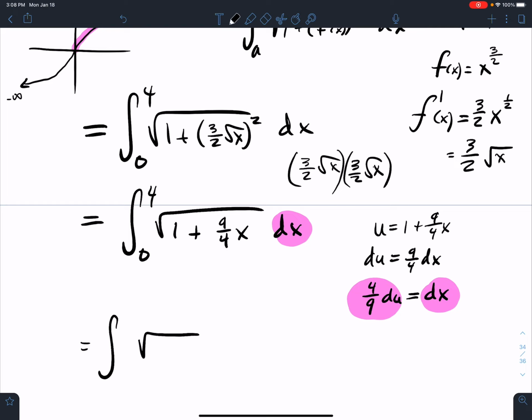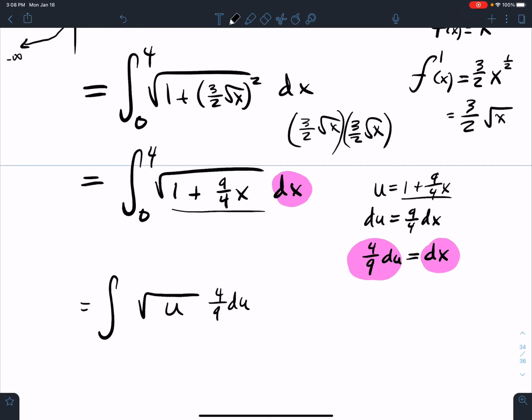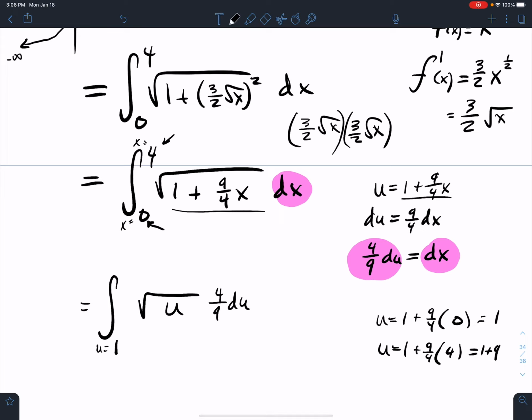I'm going to replace this piece with my u. I'll leave my bounds blank right now because remember here they're in terms of x. Technically if I did make them in terms of u, when u equals 1 plus 9 over 4x, what is x here? It's 0, so that would be a 1. And then u equals 1 plus 9 over 4 times 4, which gives me 1 plus 9, which is 10. So this goes from 1 to 10 now.